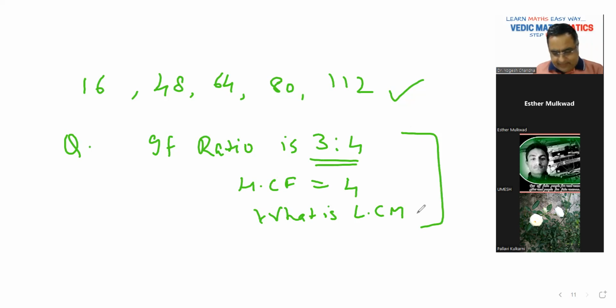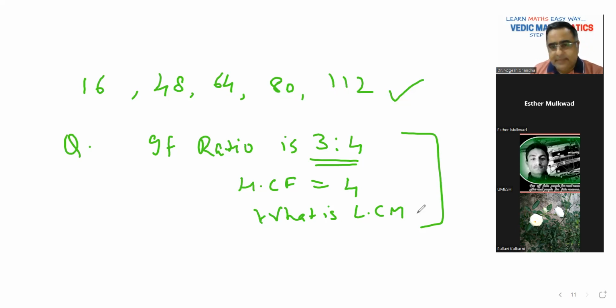Can you think? If the ratio of the numbers is 3:4 and HCF is given as 4, what is LCM? Can anyone find it? Let us try. So such questions are also asked. For this particular topic, I have solved so many questions on Quora. You should see the profile. Around 50 plus questions I have solved already.